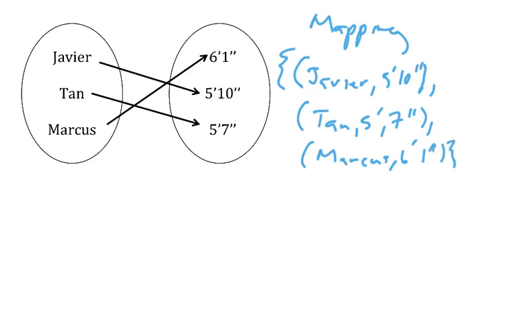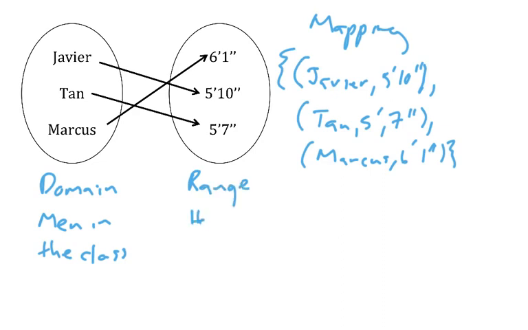The domain is the set of first coordinates. Actually, it is also just the elements in that first circle in the mapping. This first circle represents the domain. It's the set of men, maybe men in the class. And the second circle represents the range. That would be the set of heights. Very different relationship and a pairing that's listed in a different way, but the idea of the pairing is there, and therefore the idea of a relation is coming to mind.